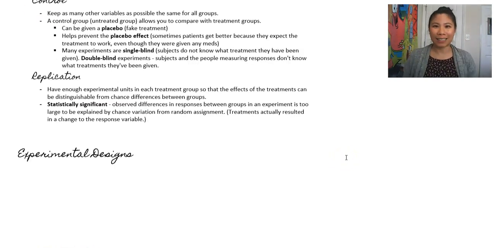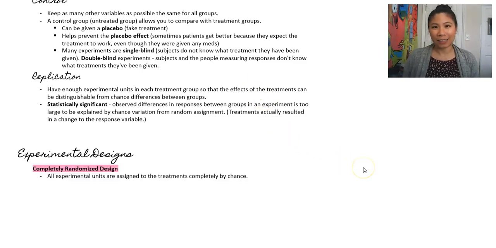Okay, so now let's get into the actual design aspect of our experiments. For our experimental designs, we have three different designs that we want to focus on. The first one is called the completely randomized design. In this design, all your experimental units are assigned to a treatment by chance, so some kind of chance process. And we want to be able to accurately explain what this chance process is for how to assign them to the different treatments.